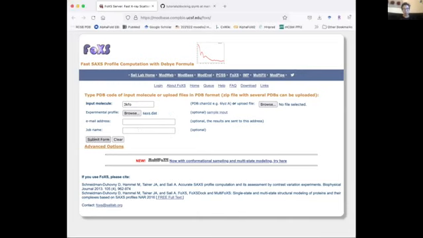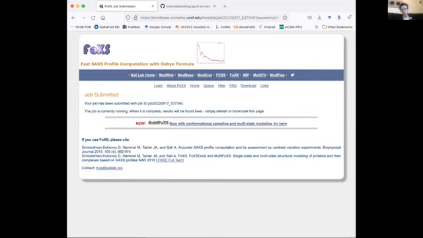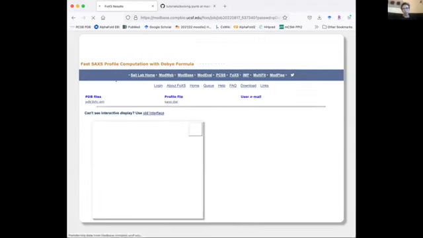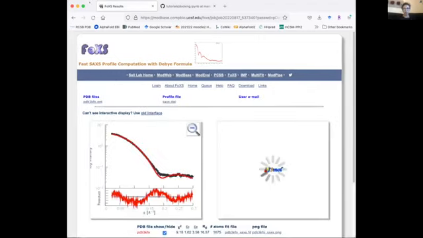Okay, so the profile is added and I just click submit and then it is calculated. So it will take a few seconds. Here you go. So here we can see the result of the calculation.